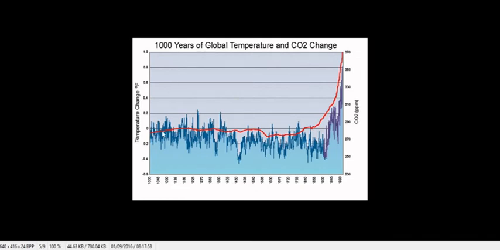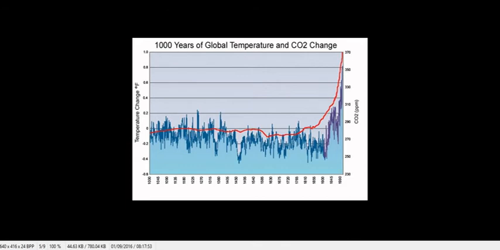As we add more and more of that CO2 into the atmosphere, the red line here is showing us over the last 1,000 years, the amount of CO2 has been rising dramatically. And along with that is a rise in the overall temperature, a dramatic rise in temperature over the last century.